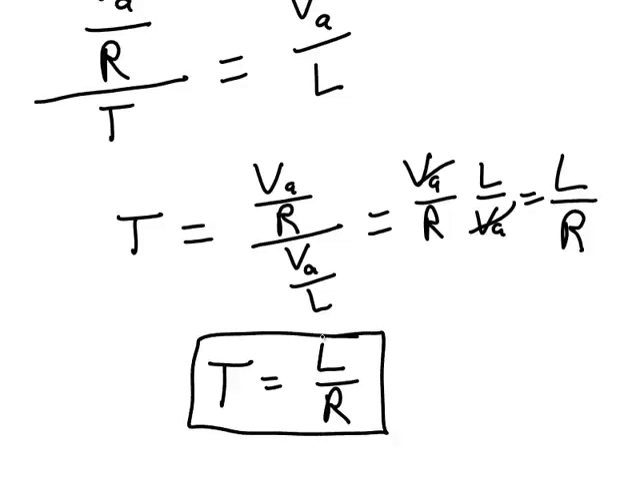The time constant of this system is equal to the inductance L divided by the resistance R. We can design this circuit to be faster in its response or slower in its response by changing the values of these two components. If we make the inductance be larger while holding the resistance constant, the system will respond slower because the time constant will be higher.